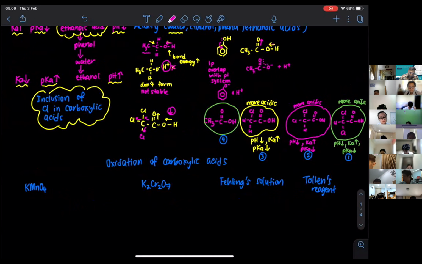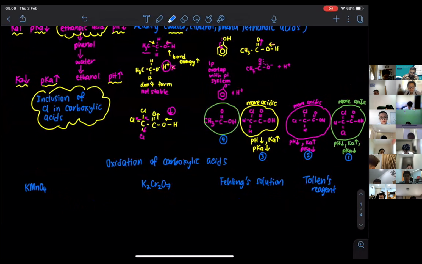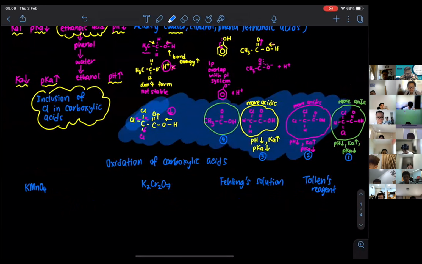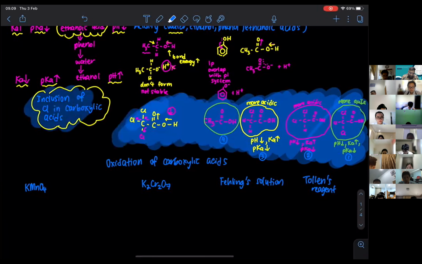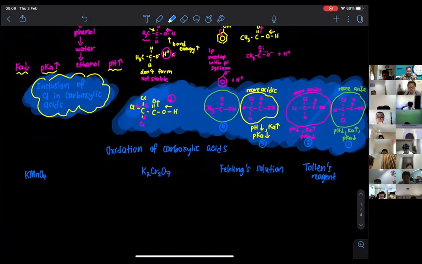So just to make it a little bit easier to see, maybe yeah, you can see. That is going to be about inclusion of carboxylic acid.